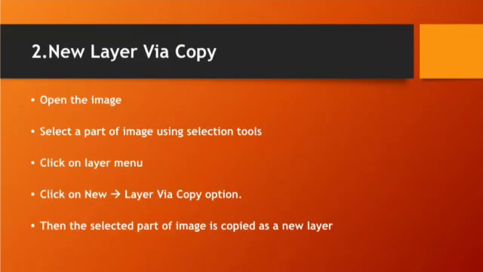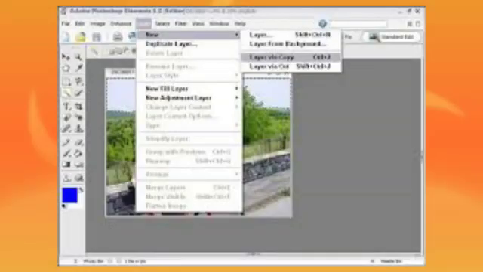We can create a new layer via copy. In this method, the copies of selection of an image become a new layer. Here the steps are: open the image and select a part of the image using selection tools. Then we can click on the layer menu, then click on the new menu and select the layer via copy option. Here the selected part of an image is copied as a new layer. Then automatically the new layer will be created while copying the existing layer.